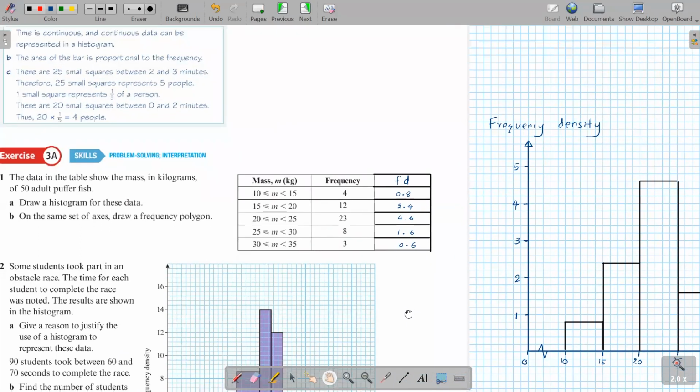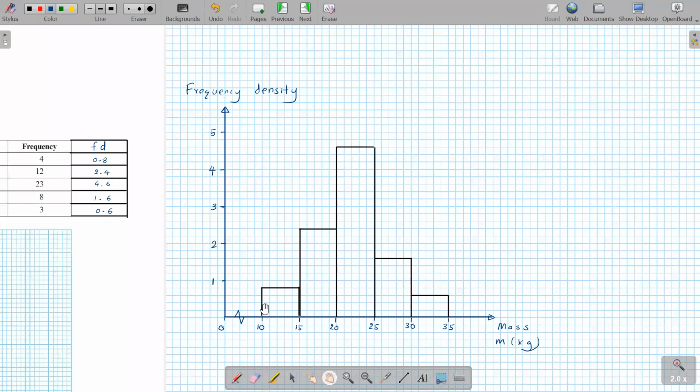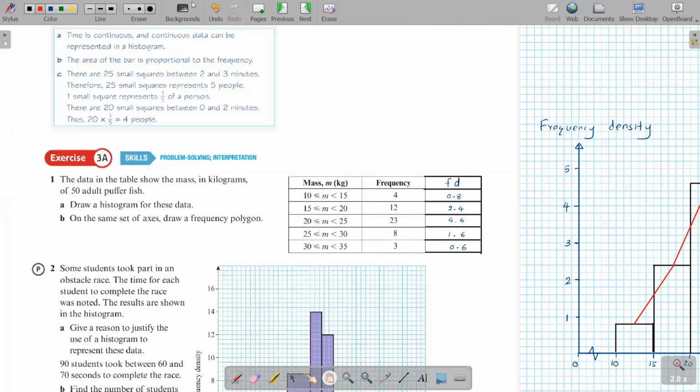On the same set of axes, draw a frequency polygon. So how do you draw the frequency polygon? To draw the frequency polygon, you have to connect the midpoint at the top of each histogram bar. So at the top of each bar, you go into the middle of each and every bar. Can you see? So this is the frequency polygon. You join the middle of each and every bar, and that gives you the frequency polygon. Okay. So this is the answer to question number 1.